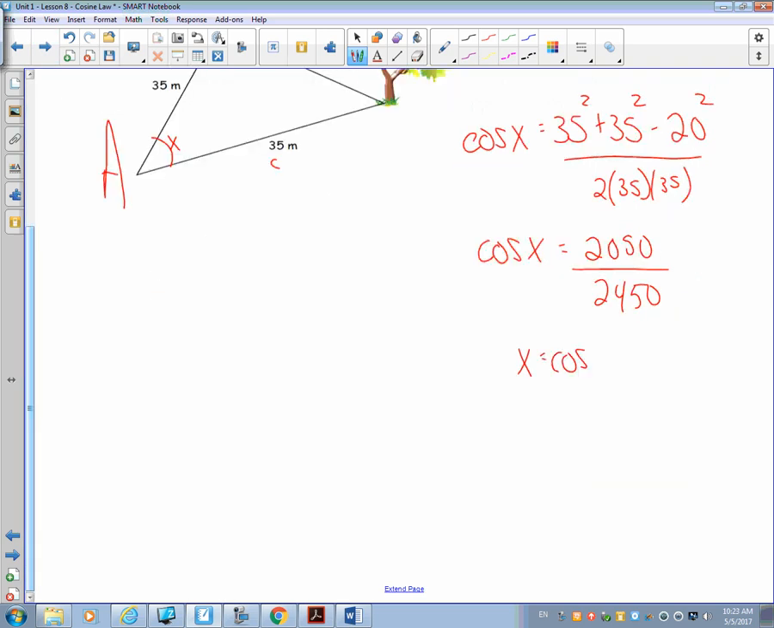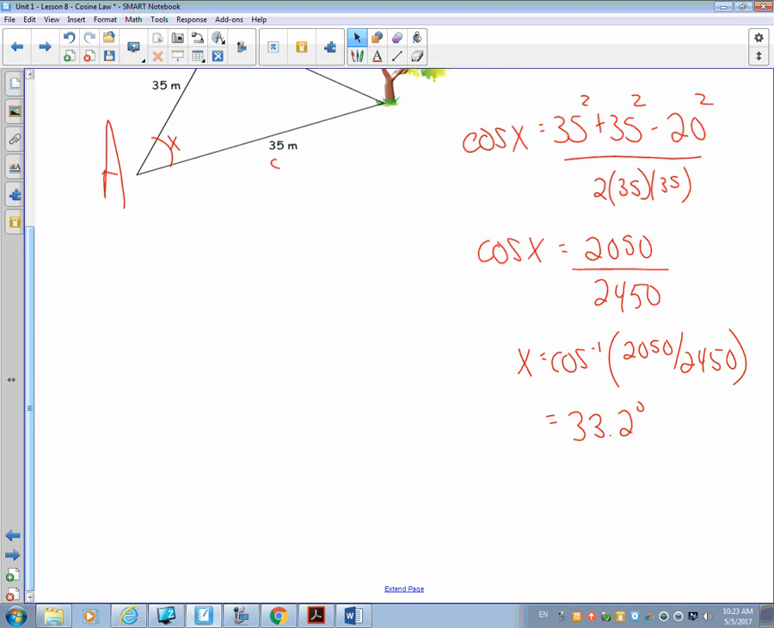If I want to find the angle, I'm using an inverse. So I'm going to take the inverse of whatever this happens to work out to. I'm going to put my brackets in the calculator just the way it looks. And I got 33.2 degrees. Okay, so she's got a bit of an angle within which she can hit.